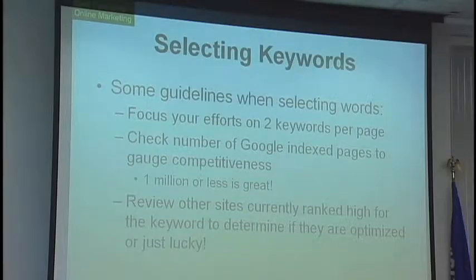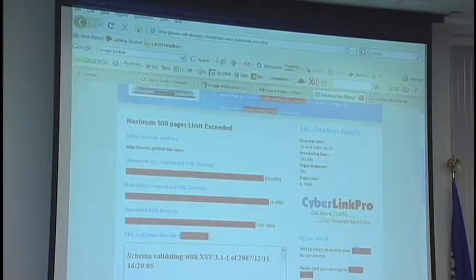Now I'll show you how to check the number of Google index pages. You can see I say 1 million or less to determine competitiveness. Okay. So what do I mean by that?